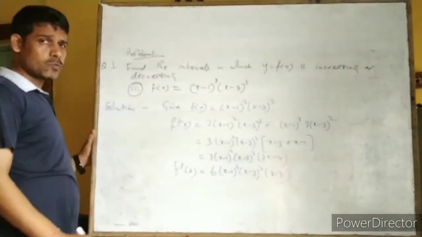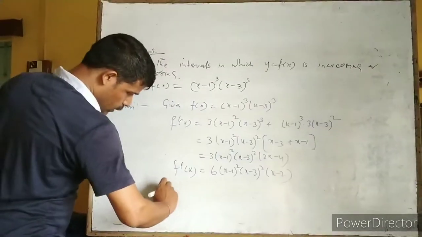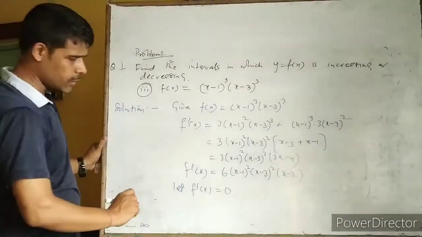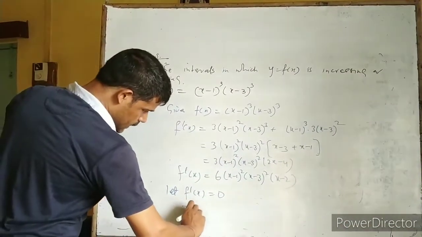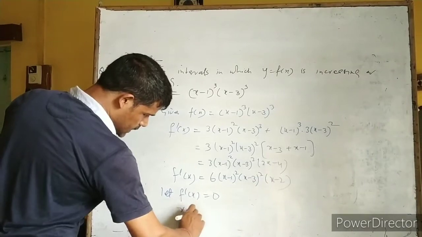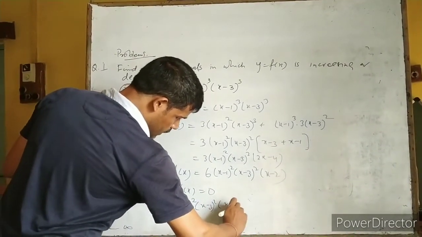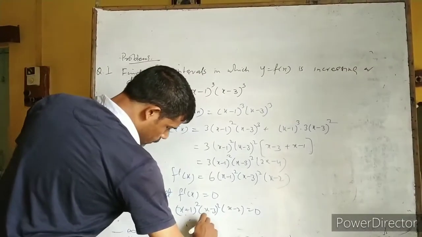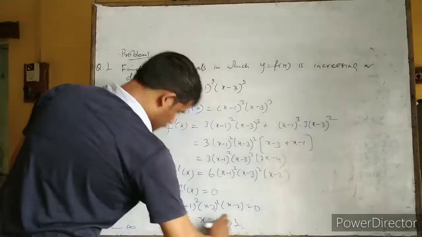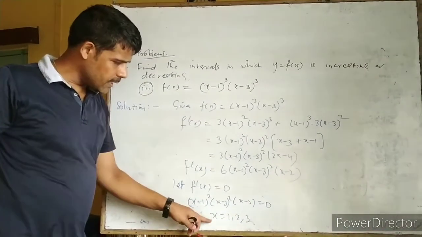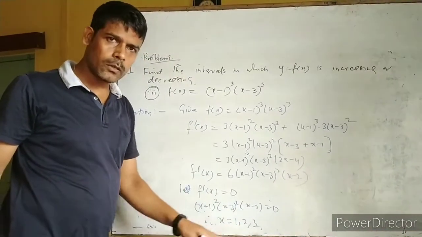Now what is the second phase? First you equate this to 0. If we equate it to 0, we are getting x equal to this. Basically we are getting x minus 3 whole square, x minus 2 whole square, and therefore our next step is to write x equal to 1, 2, 3 on the number line.